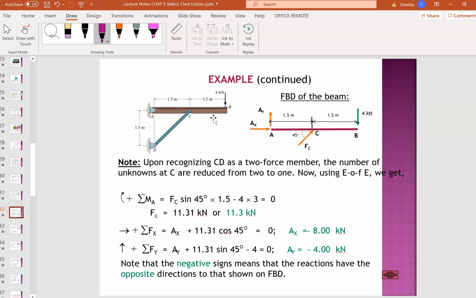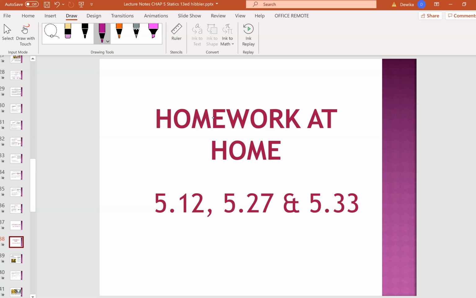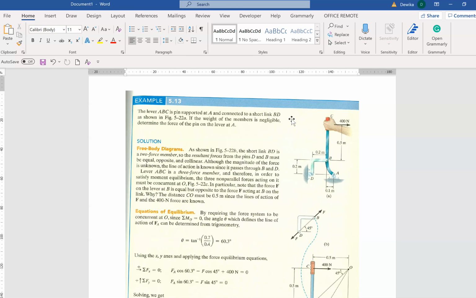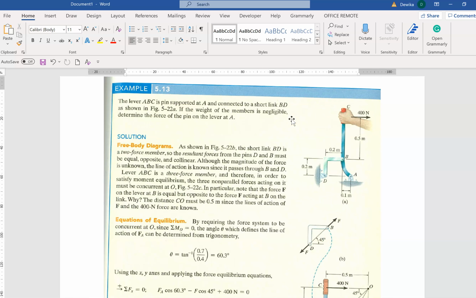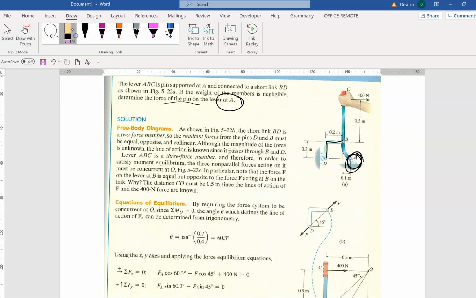Now I'm going to move on to the example, and I'm going to skip the examples in the lecture notes. We will cover those next. So we're going to go to example 5.13 from your textbook. Let's look at this. The lever ABC is supported at point A and is connected by a short link BD. If the weight of the member is negligible, so forget about the weight, you don't have to draw it. Determine the force on the pin at lever A. So you need to find the force here at A. How do you go about it? Let's see.